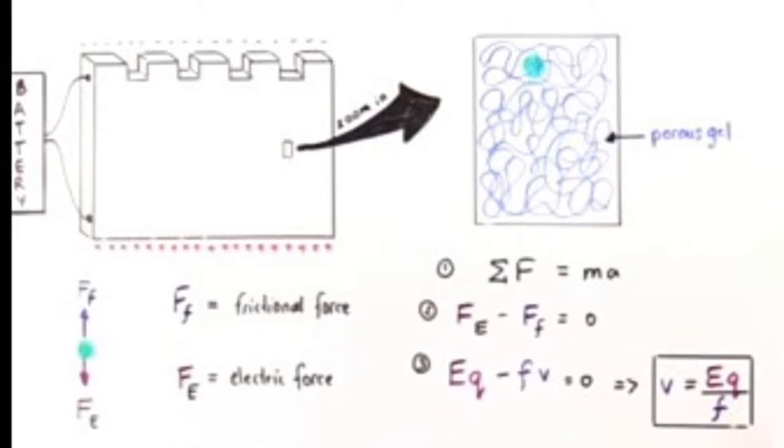So now we are doing the summation. So now let's add. It will be electric force minus frictional force. Why have we put a minus here?